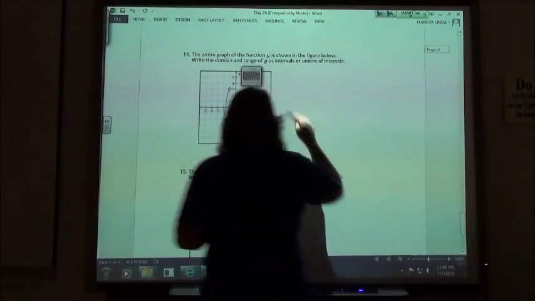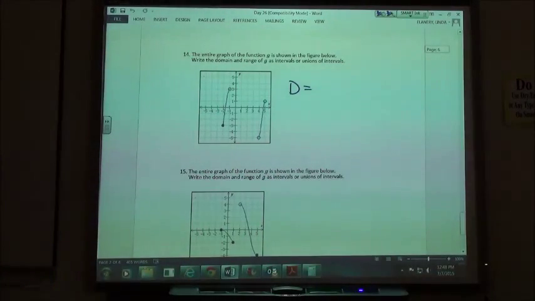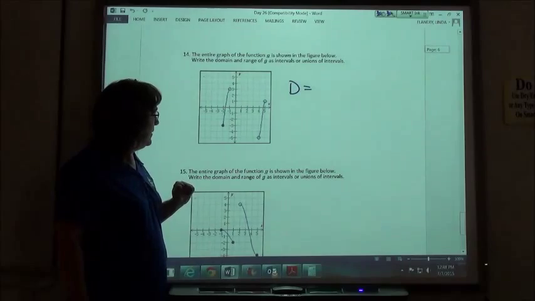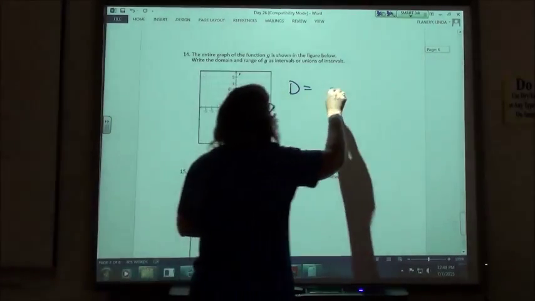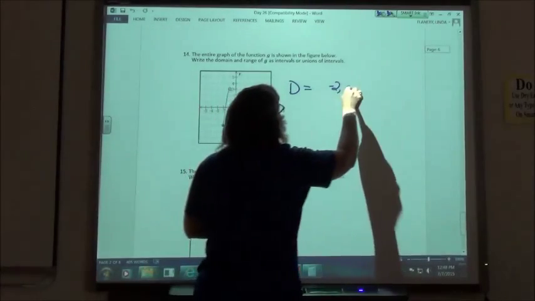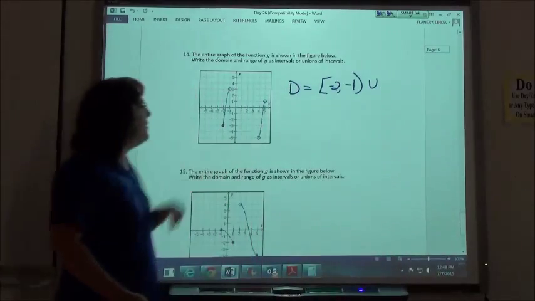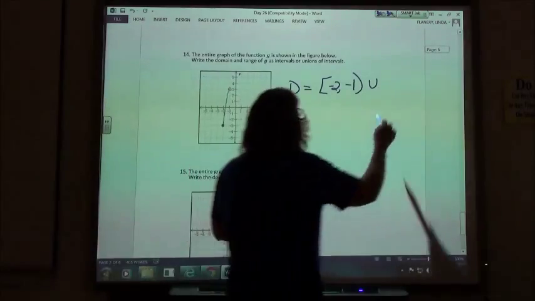So on number 14, the domain of the first part of my graph here, always going from left to right, would be -2 to -1, bracket and a parenthesis. And then the domain of the second part of my graph would be going from 4 to 5. And both of those have parentheses.